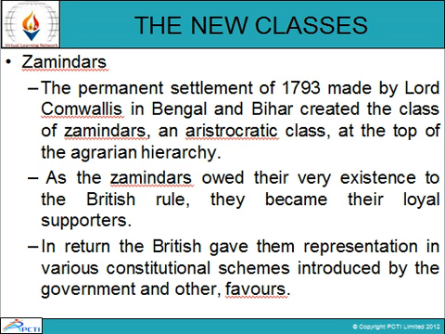Next is the new classes. New classes are Zamindars. The permanent settlement of 1793 made by Lord Cornwallis in Bengal and Bihar created the classes of Zamindars and aristocratic classes at the top of the agrarian hierarchy. As the Zamindars owed their existence to the British rule, they became very loyal supporters. In return, the British gave them representation in various constitutional schemes introduced by the government and other favors.